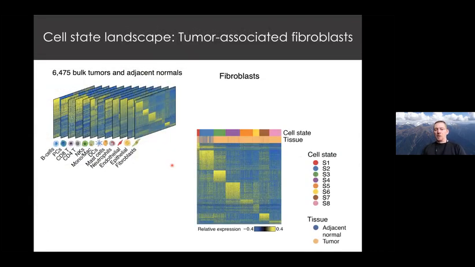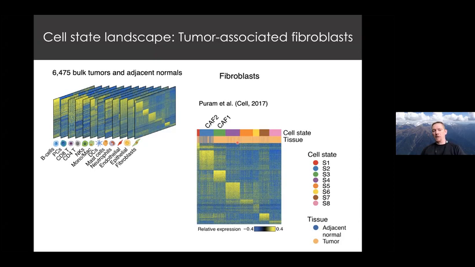So this is giving you an example of what happens with fibroblasts, for example. I'm just taking this heat map here and expanding it. For the fibroblasts, we find 8 different transcriptional states. As you can see, there's this particular state here, state 2, which is enriched in the adjacent normals, which are indicated by these blue bars in this salmon-y strip here. And then we can start to put labels on these based on the specific genes that they're expressing. So we've gone through and annotated a lot of these different cell types.